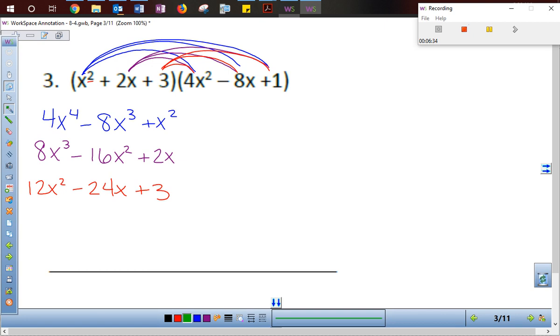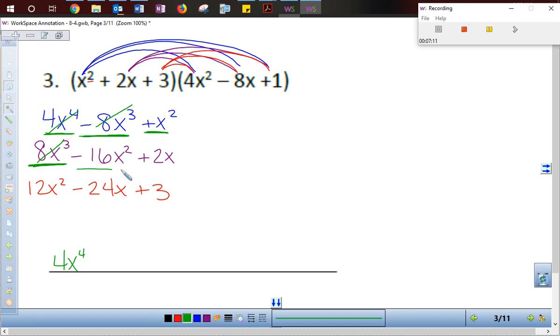Now let's go through and combine our like terms. So my first term that I see here is 4x to the 4th. If I look through, I don't see any other x to the 4ths to combine it with, so I can just bring it down and cross it out. Next, I see a negative 8x to the 3rd. I also have a positive 8x to the 3rd on the second row, but I don't see any others. So when I combine them, a negative 8x and a positive 8x cancel out, so I don't need to put anything on my line.